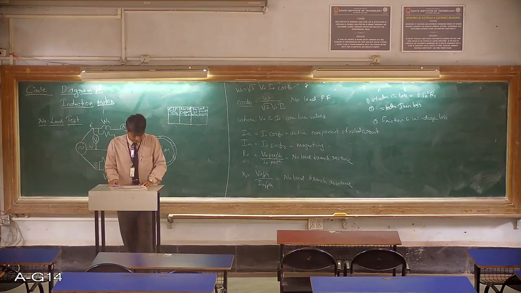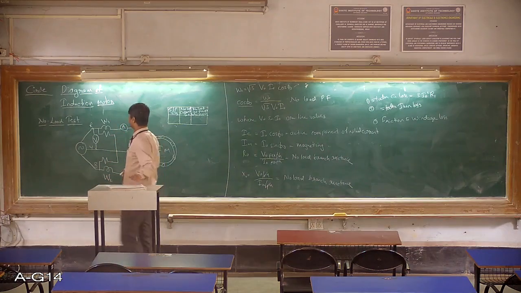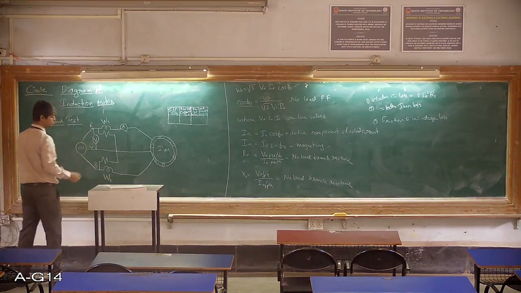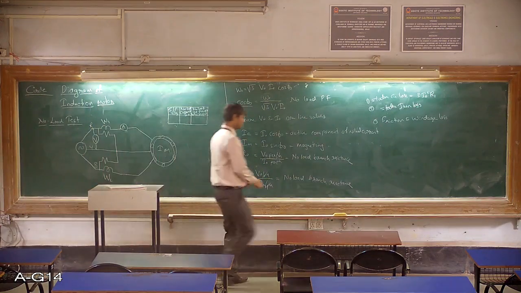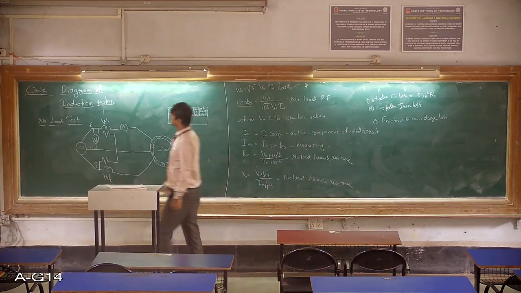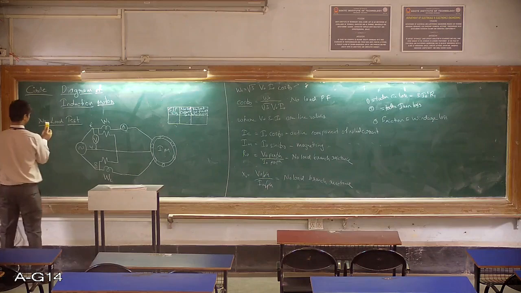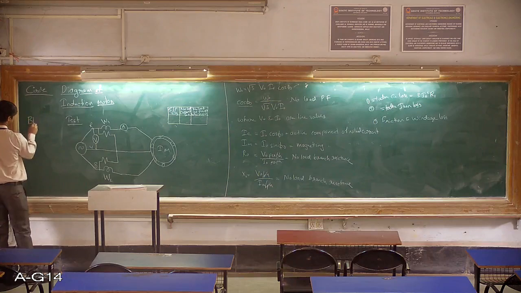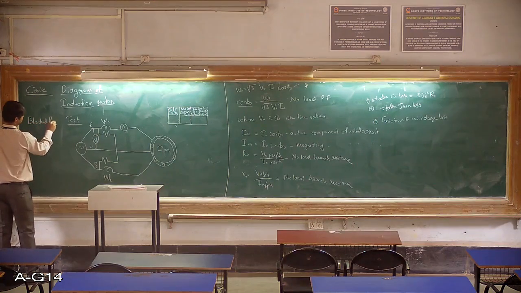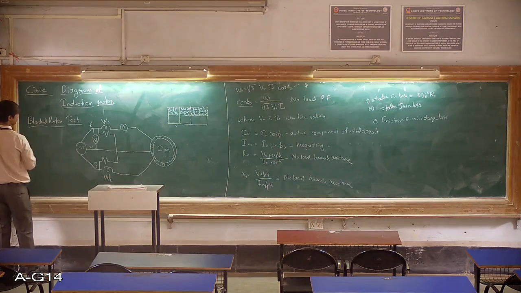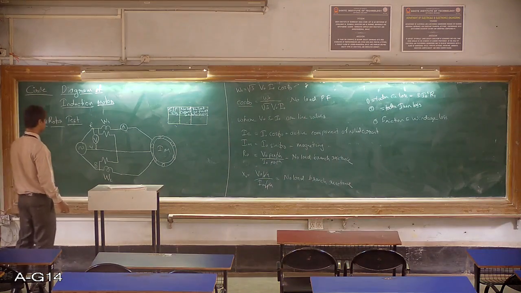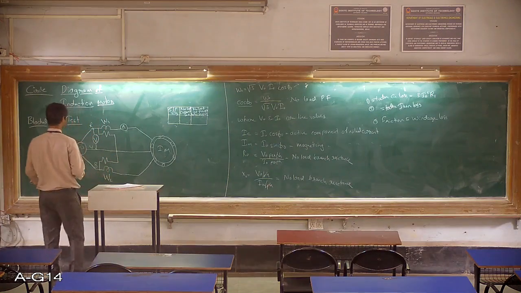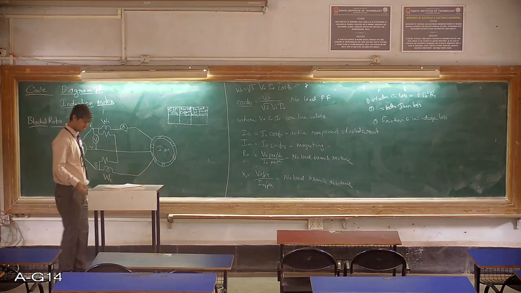Now the next one is, as I have already said, we will be conducting two tests on the induction motor to draw the circle diagram. The next test is blocked rotor test. Blocked rotor test. Under this condition, the circuit diagram remains same.